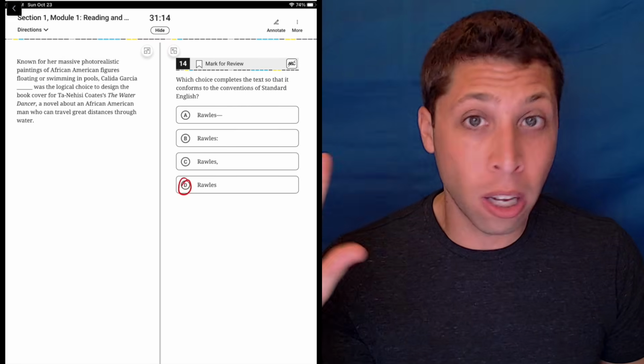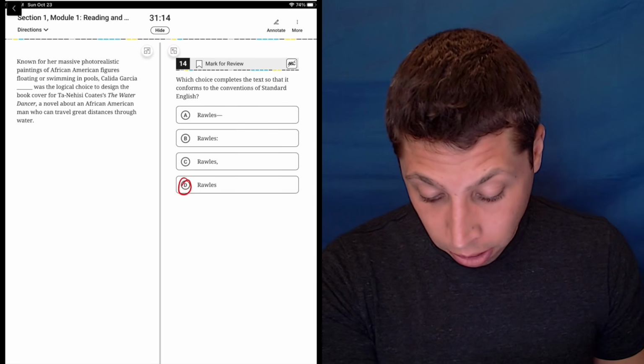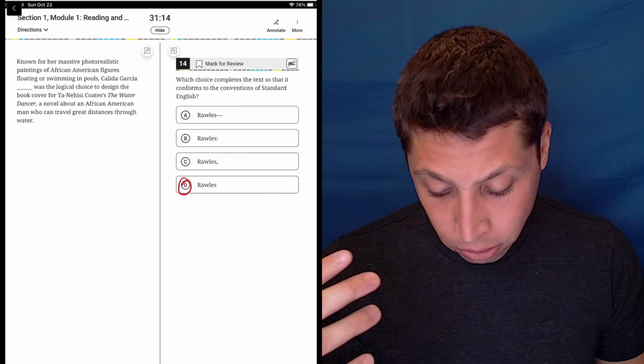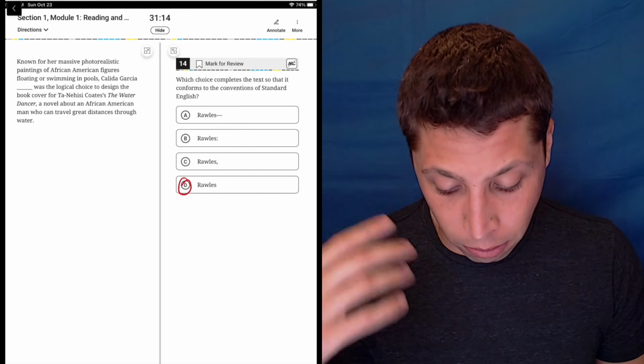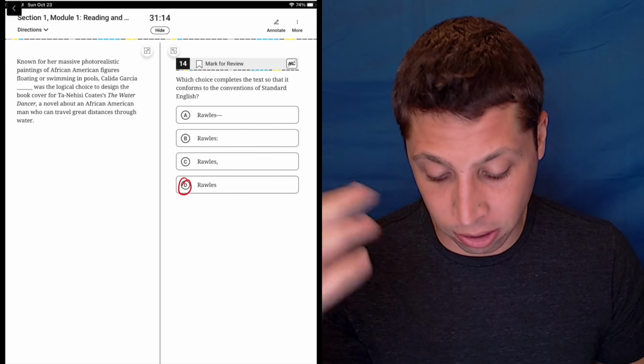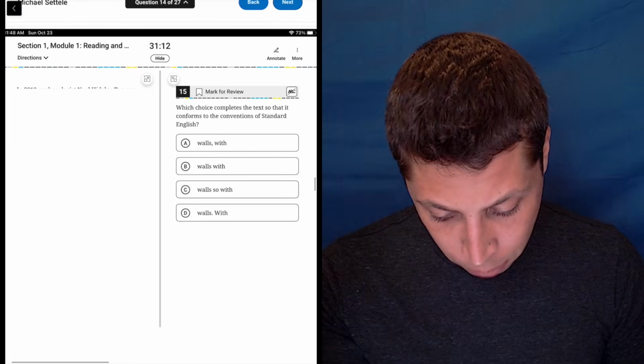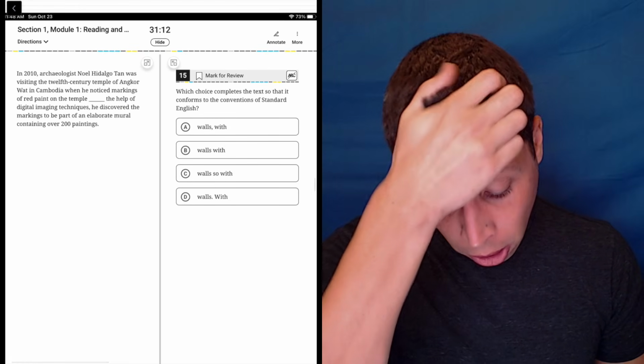Yeah, we have a long clause at the beginning added on. We have a long clause at the end added on, but the main sentence is in the middle. Khalida Garcia Rawls was the logical choice to design the book cover for Ta-Nehisi Coates' The Water Dancer. That's the whole sentence. No reason for any punctuation. Okay. Moving on. So this is probably also about punctuation.